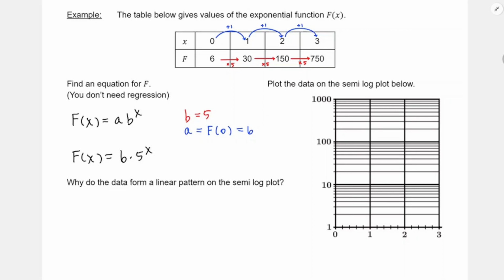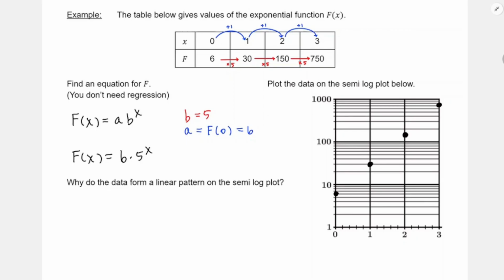It's ready to go. Now we're going to plot the data on the semi-log plot. So I'm going to plot the point (0, 6). And then I'm going to plot the point (1, 30). And then I'll plot the point (2, 150). And then I'll finish up graphing (3, 750) right there.